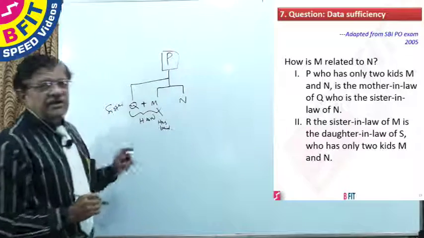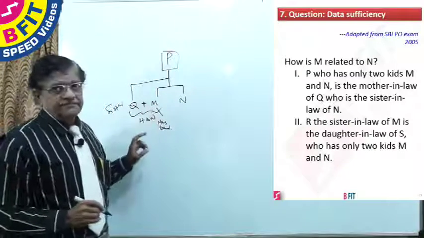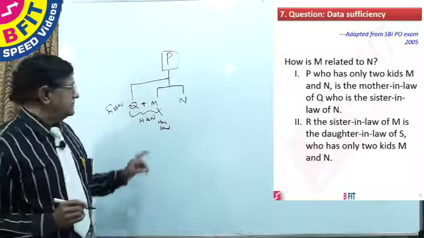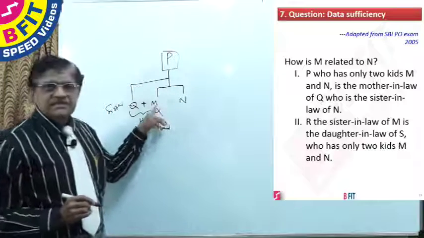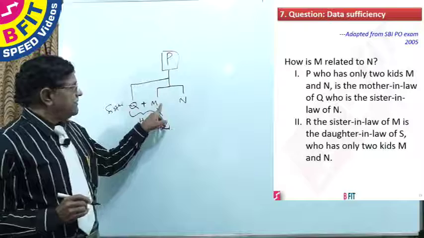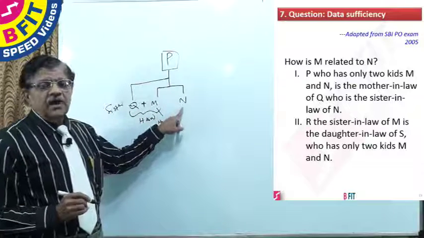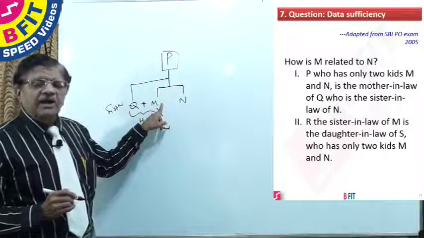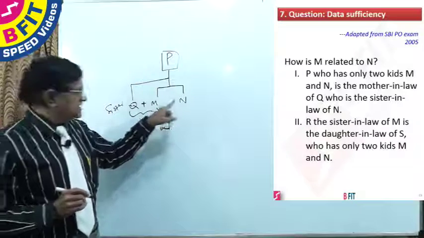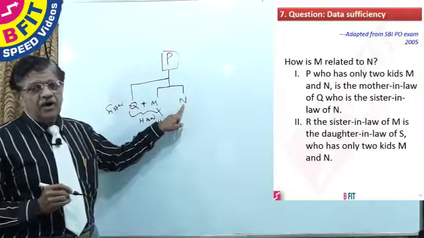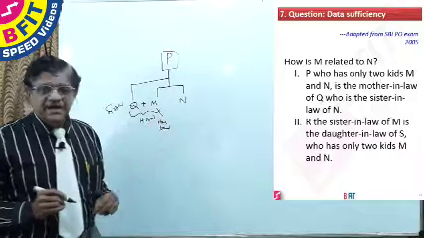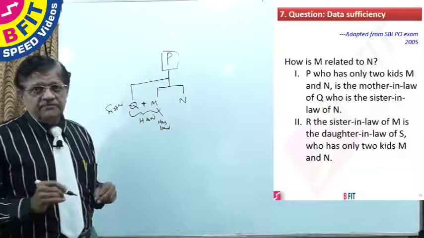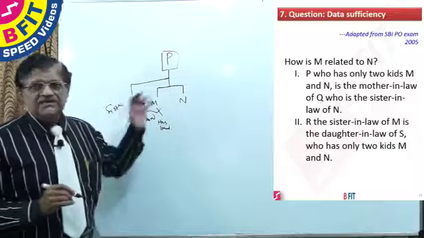If M is the husband, we know the gender of M. M is a man. Now what is the question? How is M related to N? M and N are siblings and M is a man. We need not know the gender of N. All that we have to know is the gender of M. So M will be called brother, irrespective of whether N is a man or a woman. Therefore, very clearly, with the data available in statement 1 alone, we will be able to answer the question.